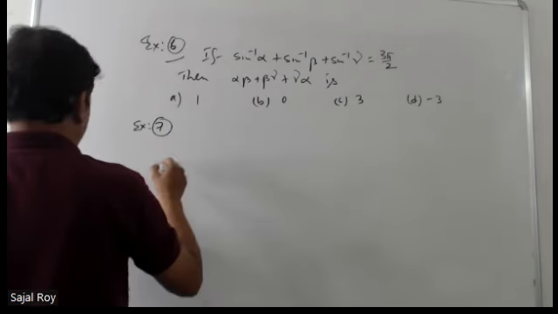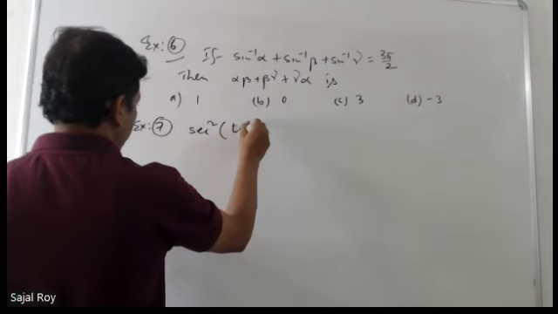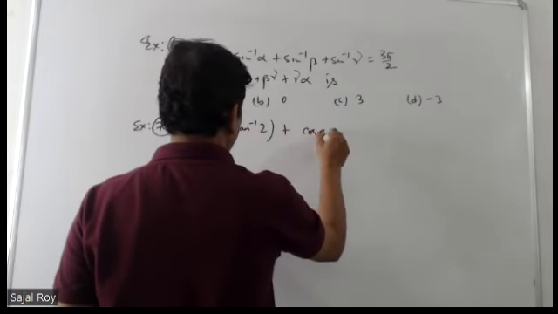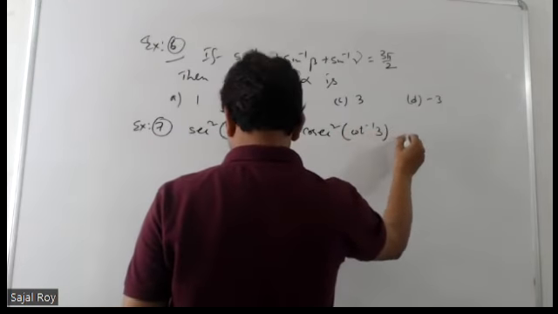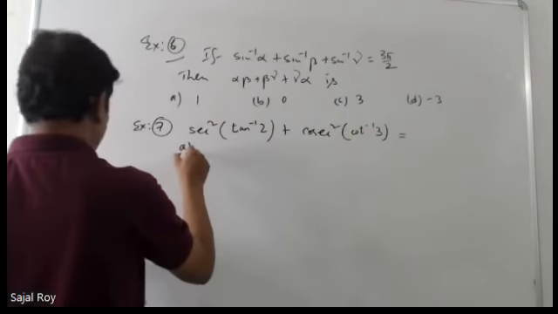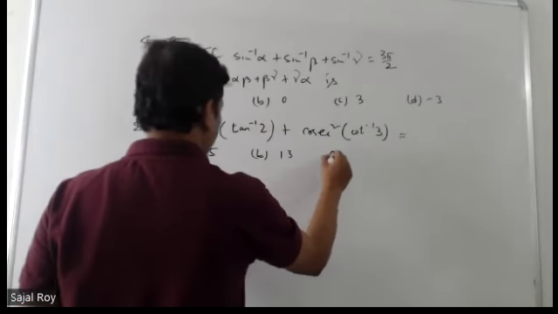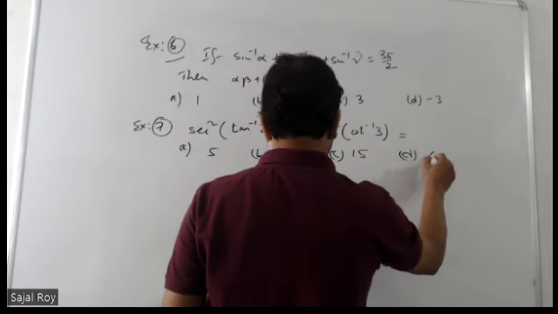Seven, sec square tan inverse 2 plus cosec square cot inverse 3 equal to 5, 13, 15, 6.